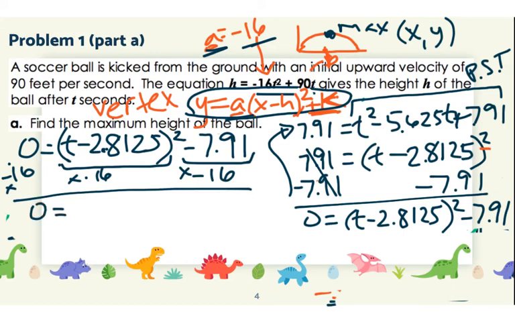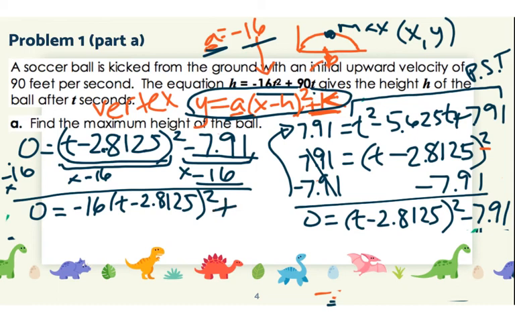Cool. This whole unit times negative 16, the whole point of this is to put that negative 16 in front of it. So it's negative 16 times (t minus 2.8125) squared. And then negative 7.91 times negative 16. Negative times a negative gives me a positive 126.56.